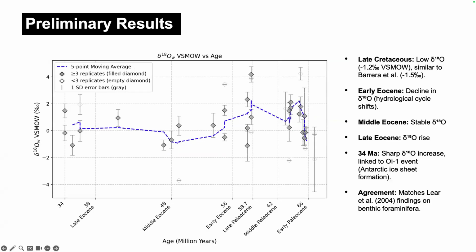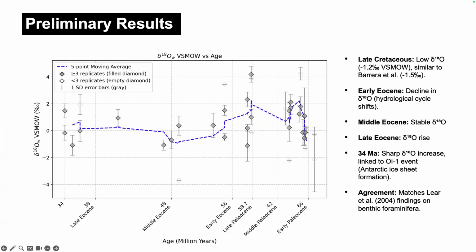The delta 18O of seawater reveals major climatic and hydrological shifts. Values were low in the late Cretaceous, at negative 1.2 per mil VSMOW, similar to the negative 1.5 VSMOW reported by Barrera et al., but increased through the Paleocene, peaking in the late Paleocene, likely due to changes in ocean circulation and precipitation. A decline in the early Eocene suggests a shift in the global hydrological cycle, while stable middle Eocene values indicate warm but steady conditions.